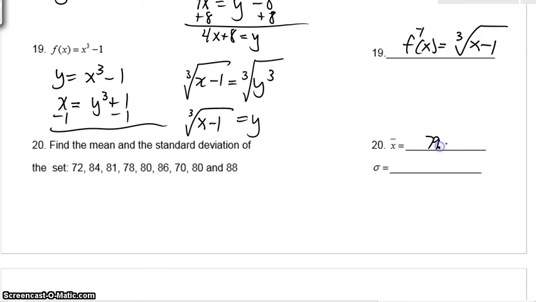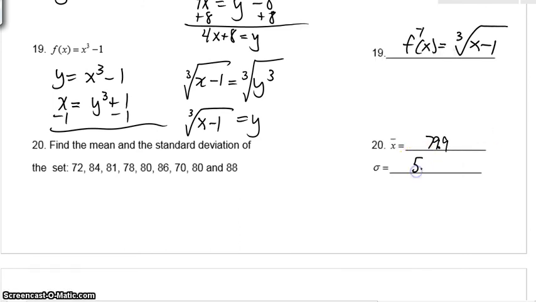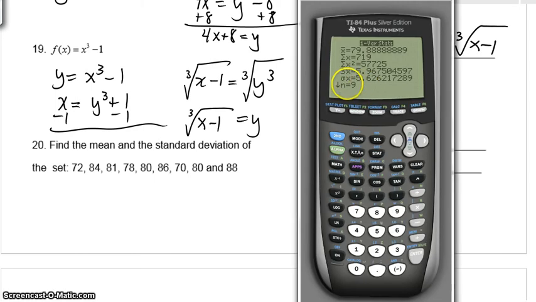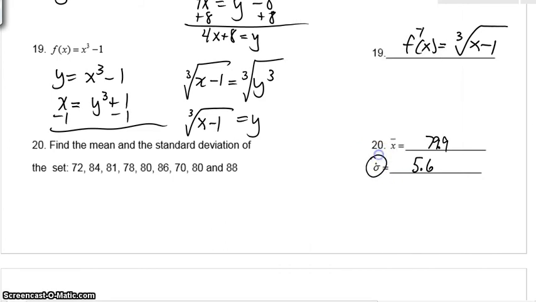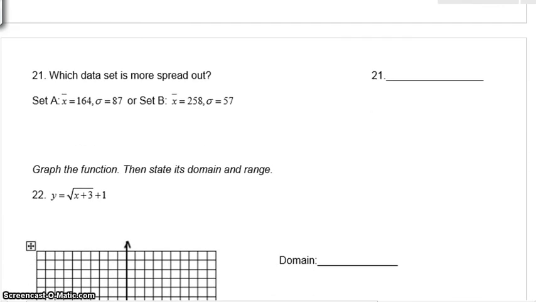By the way, we were doing that all the way back in September. But if you look at sigma right here, this is your standard deviation. That's about 5.6. Again, the standard deviation always tells you how much your data is spread out. So, thank goodness the symbol that you see on the calculator is going to be exactly the symbol that they're asking for. Let's go to the back page.